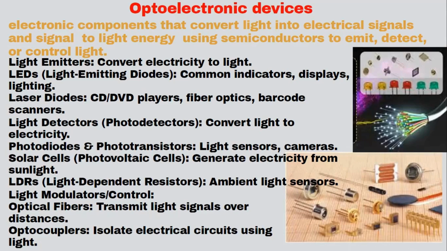Okay, that also converts one type of light into electricity. So photodiodes and phototransistors, we use them as light sensors, in cameras and all. Solar cell, this is also very important. Photovoltaic cell, we call it, generates electrical power from sunlight. That is also converting one type of energy to another one.